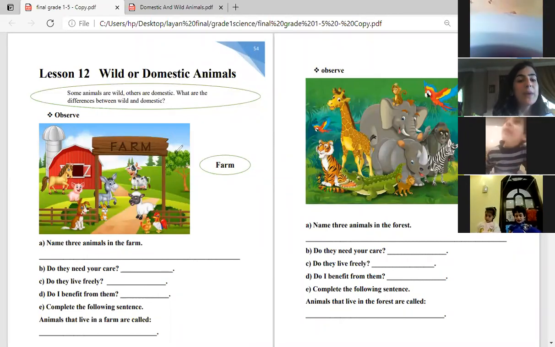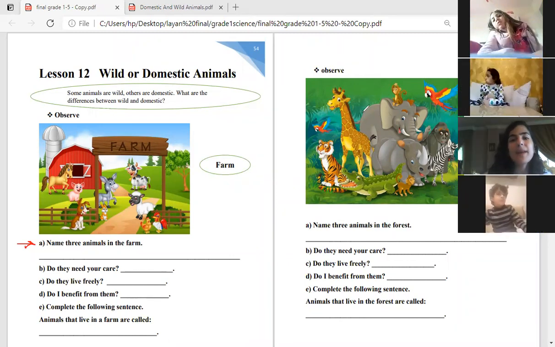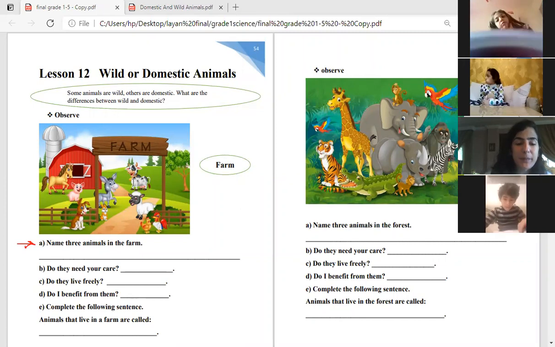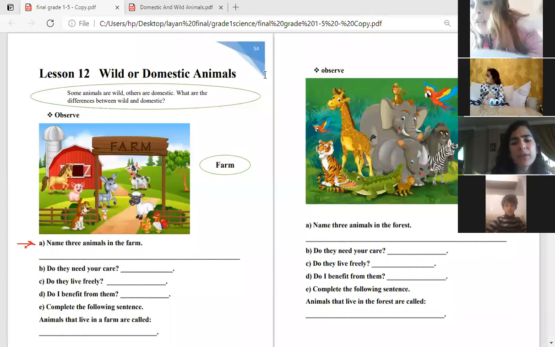Yalla. Here we have a farm. We have animals in the farm. Let us solve question A. Name 3 animals in the farm. Who can name for me 3 animals in the farm by raising your hands? Okay, yalla, Maryam. Maryam, can you name for me 3 animals in the farm? Only one by one, please, everyone. Okay, only Maryam wants to talk.